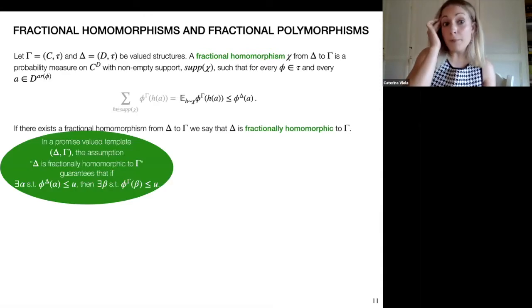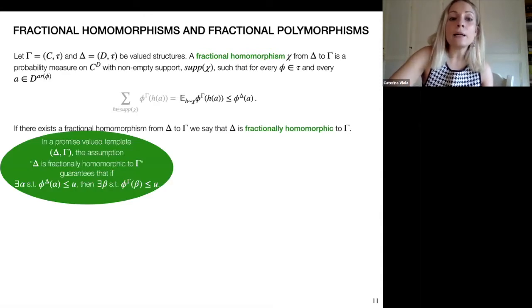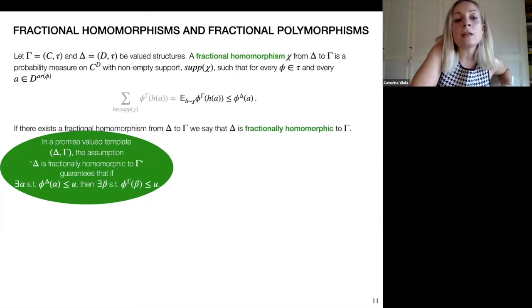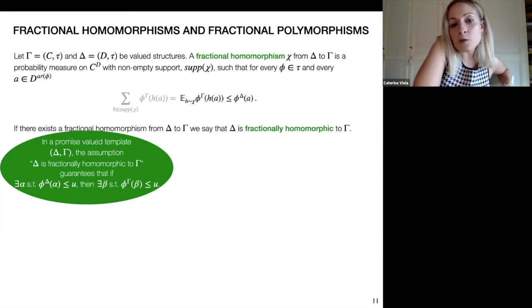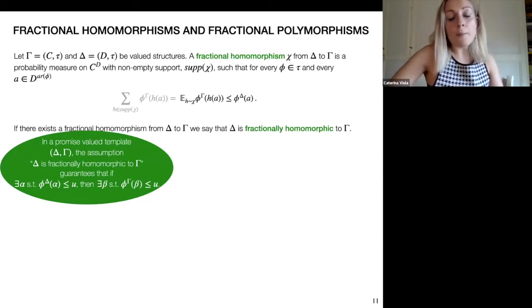So in a promise valued template (delta, gamma), the assumption that delta is fractionally homomorphic to gamma guarantees that if there exists an assignment which makes phi at most u in delta, then there exists an assignment in gamma which makes phi at most u in the valued structure gamma.